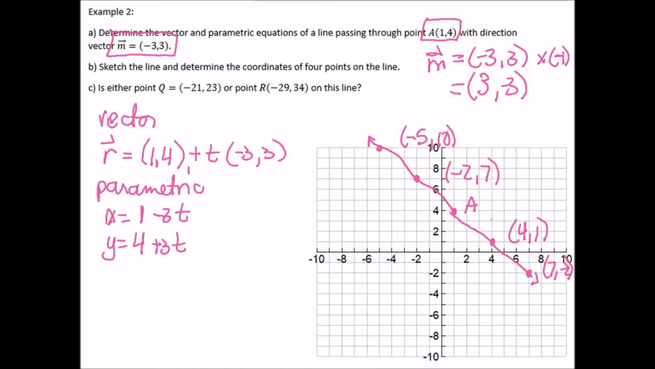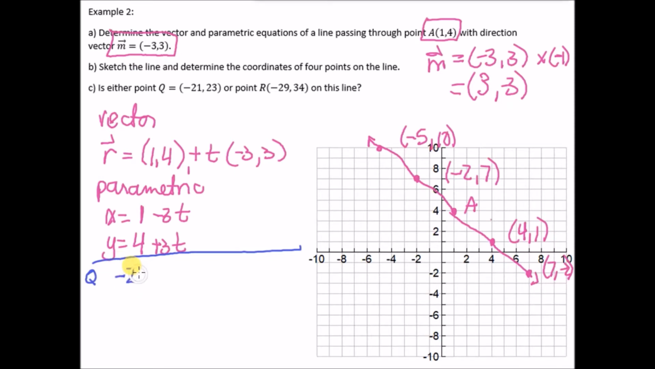Okay, now part C asks us, is either point Q or R on this line? Okay, so Q gives us -21, 23. What we want to do is find this algebraically. So I'm going to take our parametric equations. Let's start with the x. So we're going to find if Q is on the line.